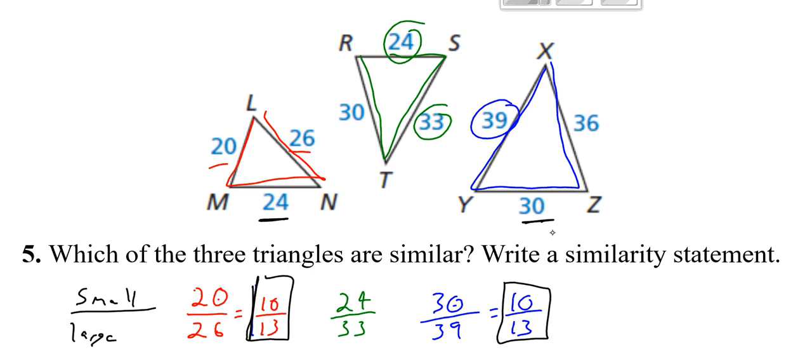Okay. So if we write our similarity statement, I'm going to say that triangle, let's just start at the small side. So that's L, M, N is going to be similar to triangle, small side is Y, Z, X. Okay.